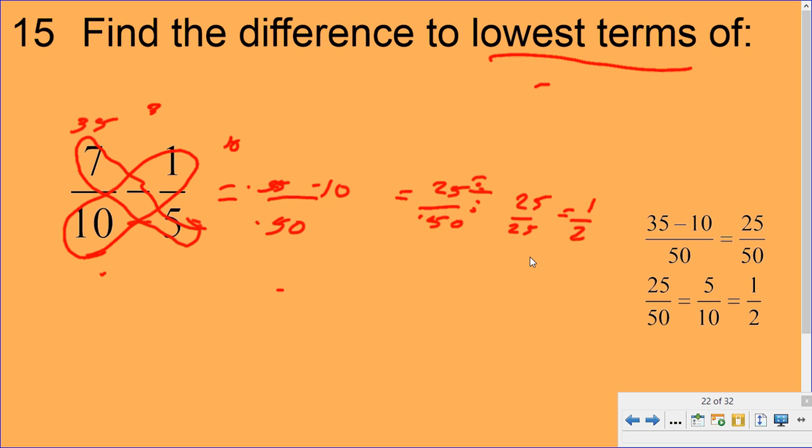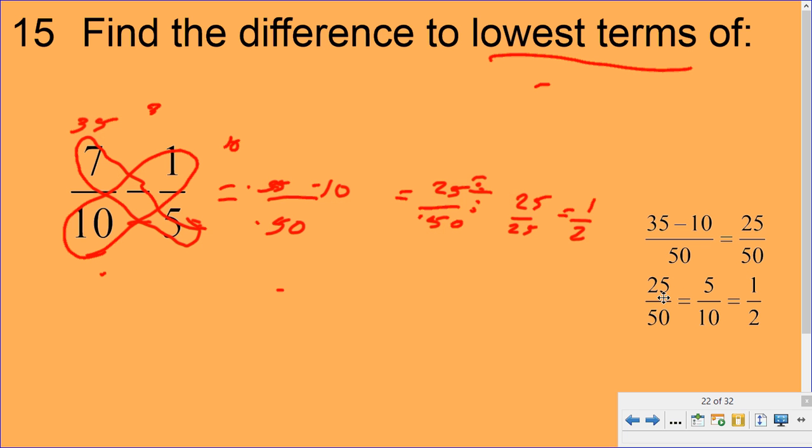So let's go over what we did again. How we got the 50. 5 times 10, that gave us the new denominator of 50. And there's our 50. Then we did our cross multiply. 7 times 5 gave us the 35. And cross multiply the other way. 10 times 1 is 10. And then we subtract, because it says subtract here in the middle. 35 minus 10 is 25. And we keep our denominator of 50.